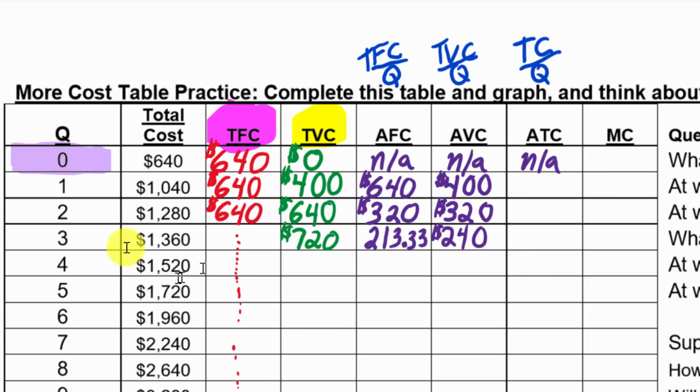And average total cost, we take the total cost column, divide it by the quantity column. So 1,040 divided by 1, 1,280 divided by 2 gives us $640. 1,360 divided by 3 gives us $453.33. And generally here, since what we're talking about is money, I usually round things off to the nearest penny.